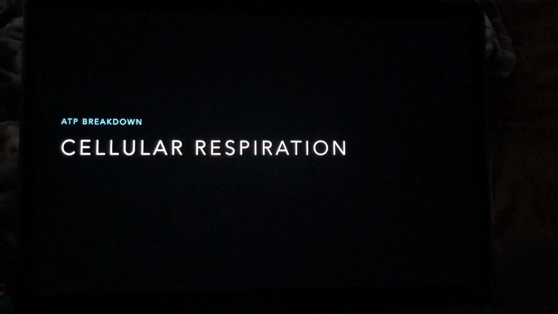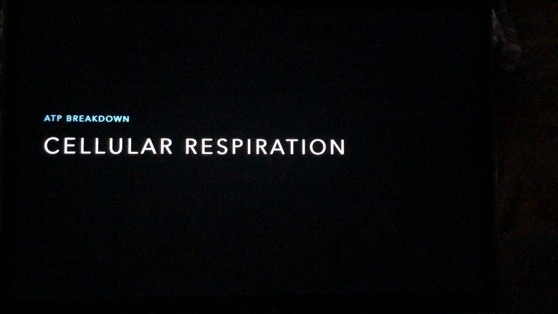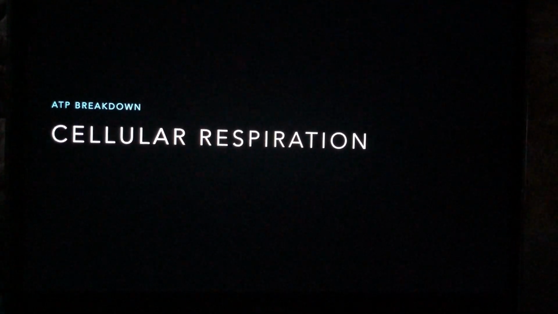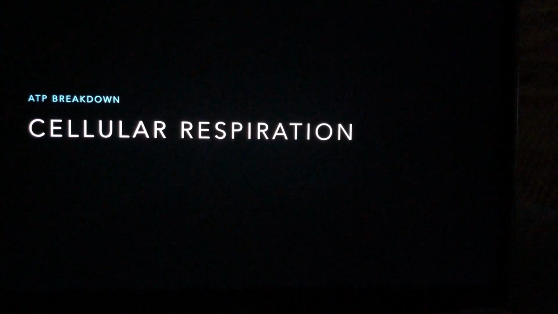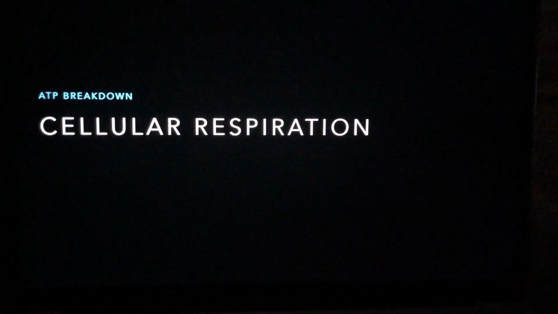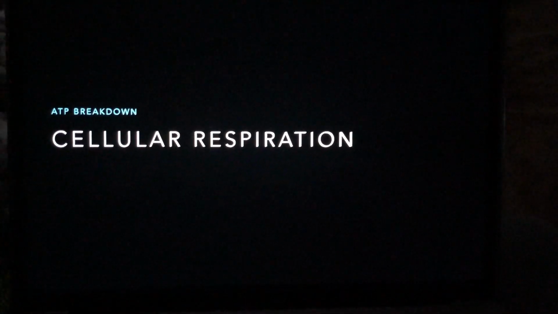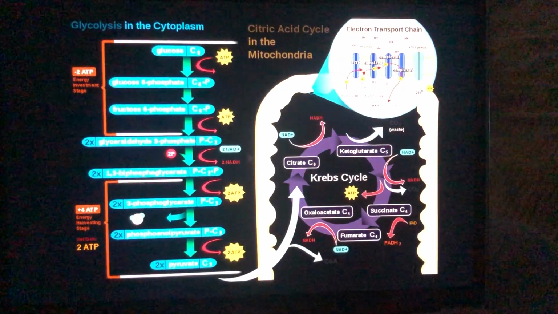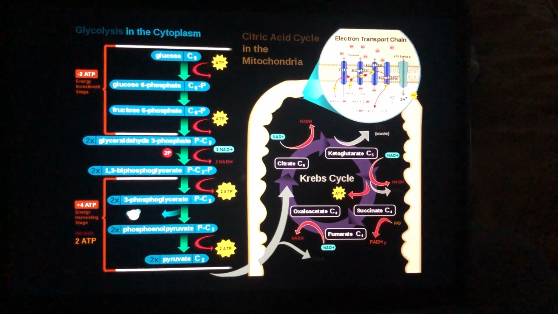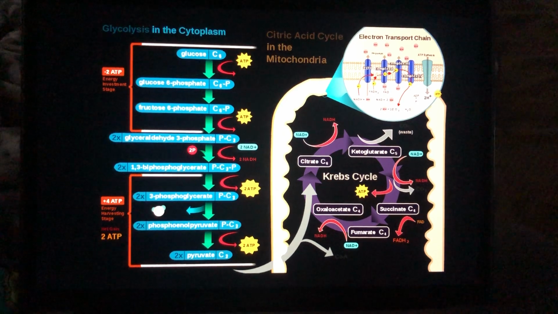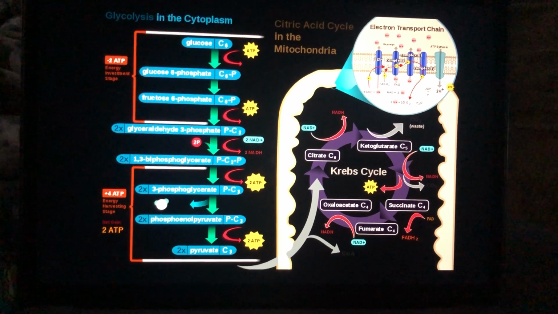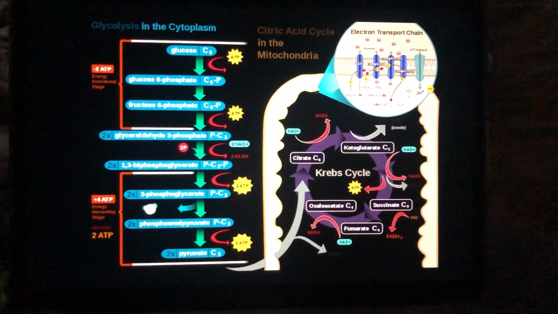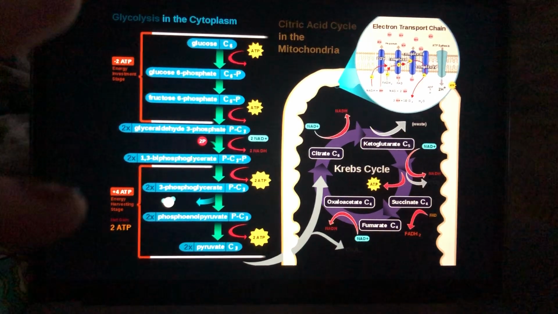Hey guys, here is my PowerPoint presentation talking about the ATP breakdown during all the different stages of cellular respiration. I just wanted to put this picture in. It shows all the different steps.